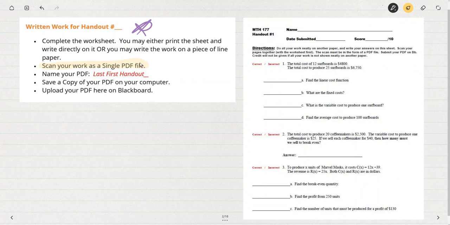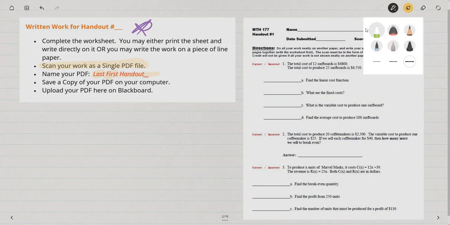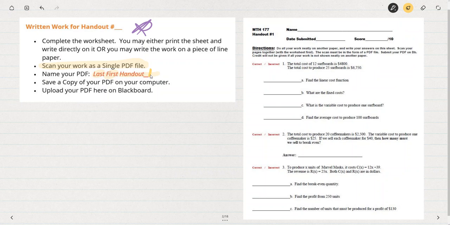as a single PDF file. The name of your PDF file should be your last name, first name, and then Handout 1. Save a copy of your PDF on your computer and then upload it on Blackboard.